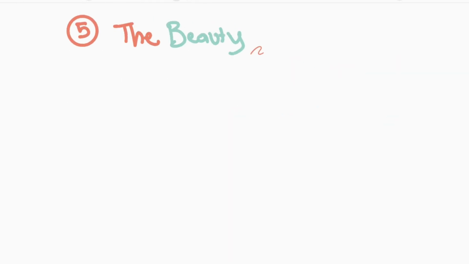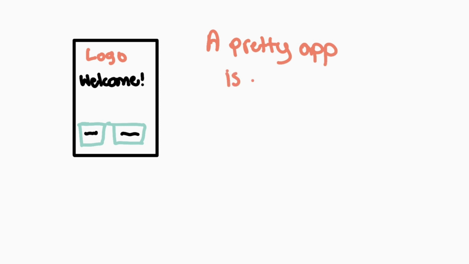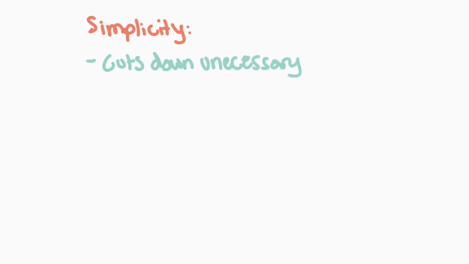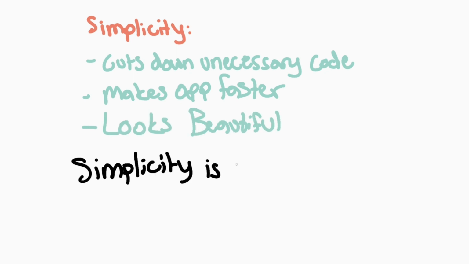Stop number 5 is the one we've all been waiting for, the beauty stage. This is one of my favorite parts. As a web designer myself who has dabbled in graphics design, I like making things look pretty. A pretty app is also a fast app. By making the app look pretty and simple, we can cut down on unnecessary code that would slow the app down. We are not aiming to make something that is complex, but we are wanting something simple. And this time, simplicity is best.